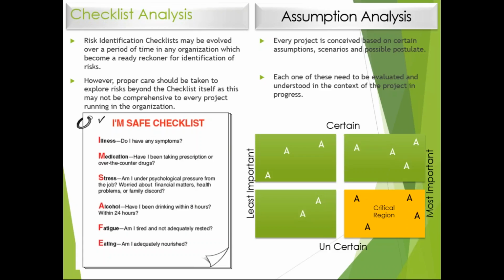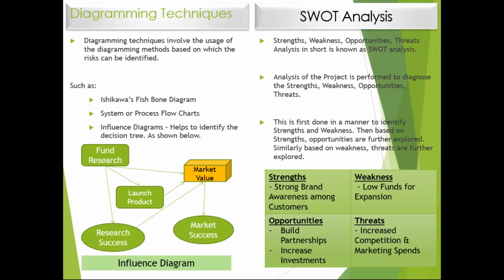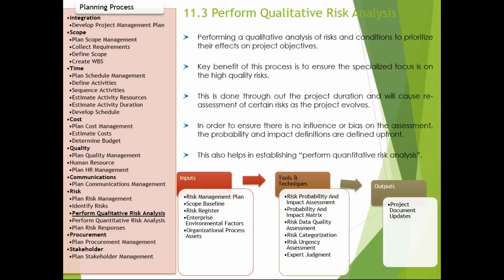Based on those assumptions, certain risks will come out. Diagrammatic techniques such as the Ishikawa fishbone diagram. Why is it called Ishikawa? Because it was proposed by Dr. Ishikawa. This is also referred to as the cause and effect diagram and fishbone diagram. Flowcharts, influence diagrams. These are the diagrammatic techniques. SWOT analysis: strength, weakness, opportunity, and threats.